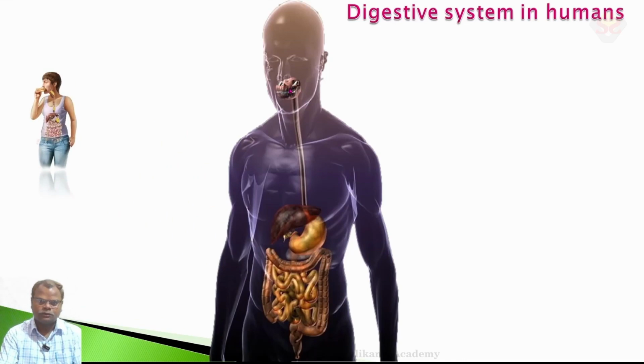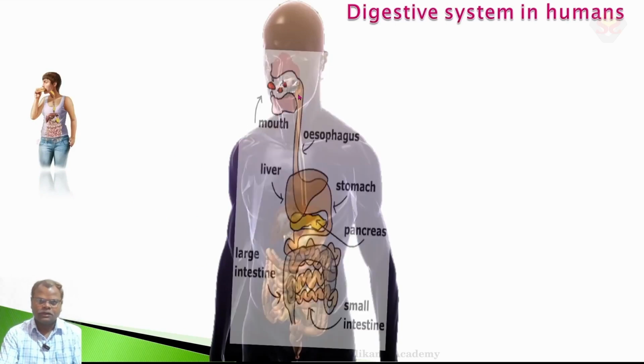This is the mouth, and inside the mouth there is the buccal cavity. In that, the pharynx is there. After the pharynx, the esophagus continues. The esophagus enters into the stomach. The stomach then enters into the small intestine. Before the small intestine, there are two glands. One is the liver, another is the pancreas.